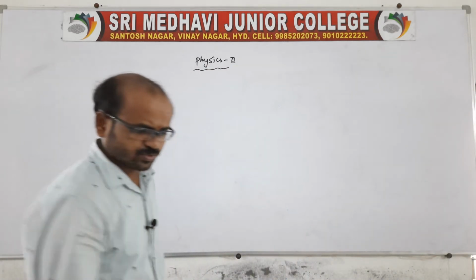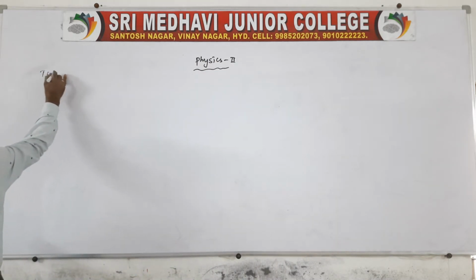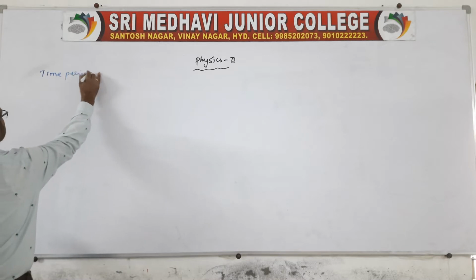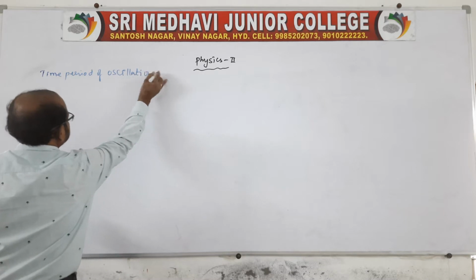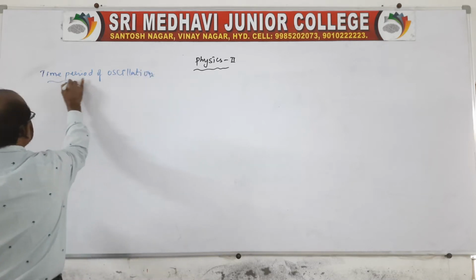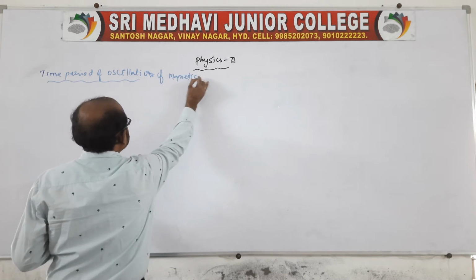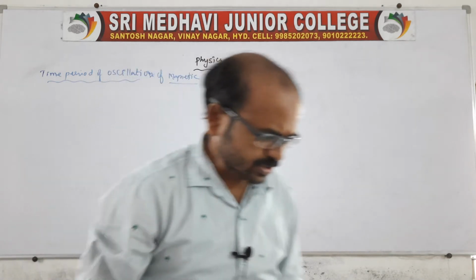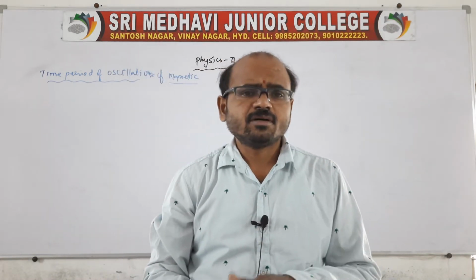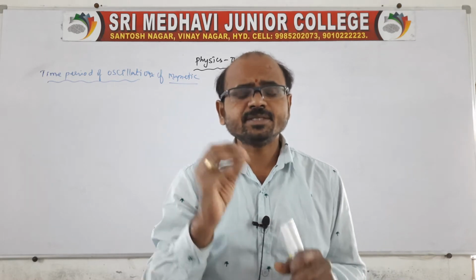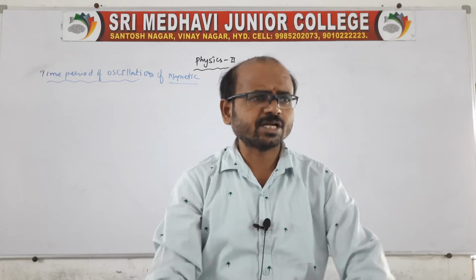In this second year physics class, today's topic is the time period of oscillation of a magnet or magnetic needle. We need to find the time period when a magnet is suspended in a uniform magnetic field.